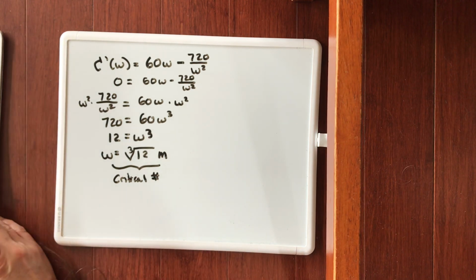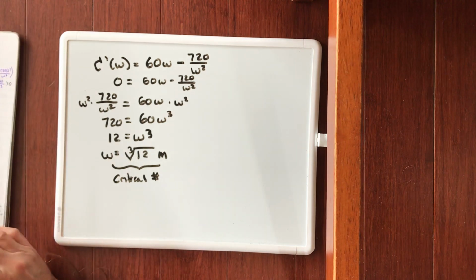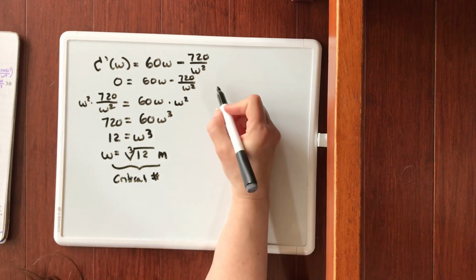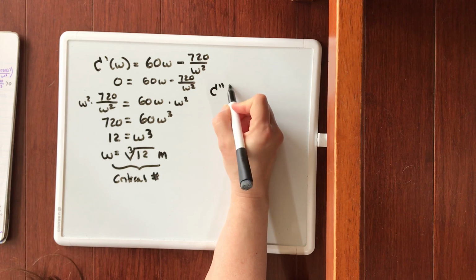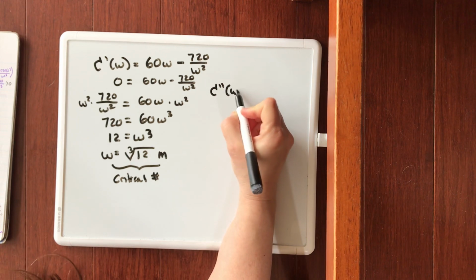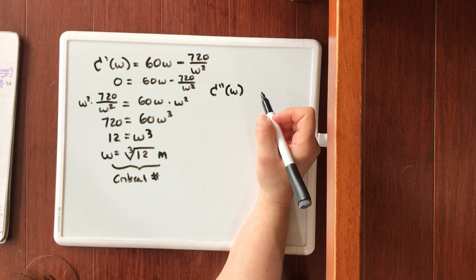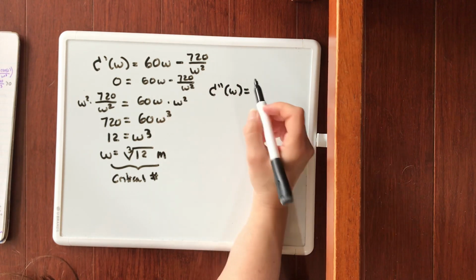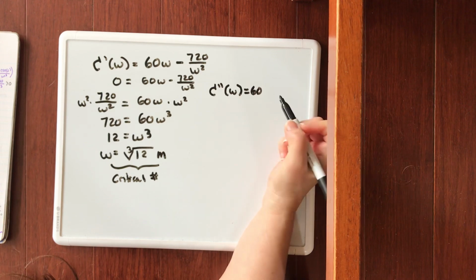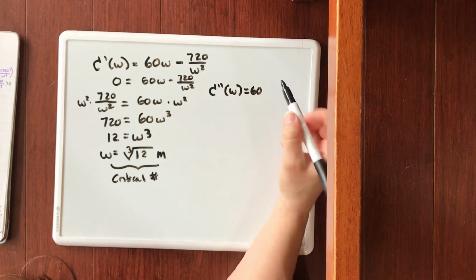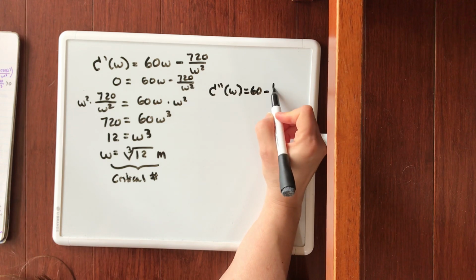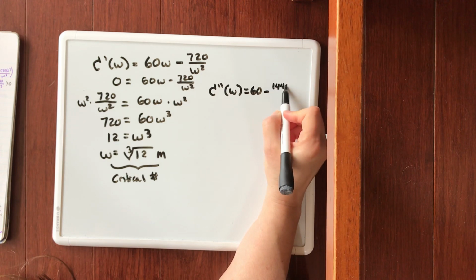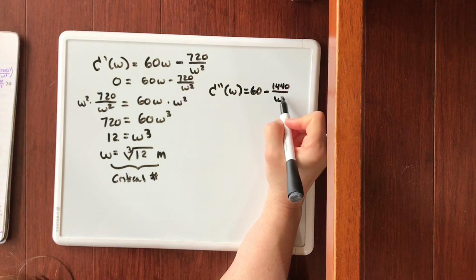So what are we going to do with that critical number? Well, we're going to find the relative max and relative min. Okay, so we're going to look for double prime, C double prime of W. All right. Now, when we figure this out, the derivative of this is 60. And when you do the derivative of all this, I'm just going to write it out. You can do that on your own. 1440 over W cubed.